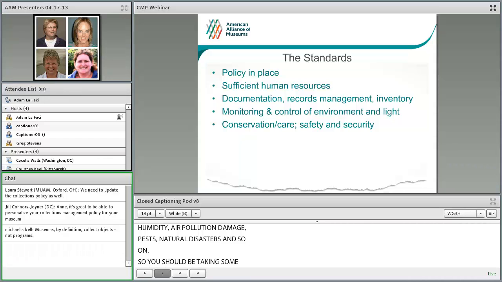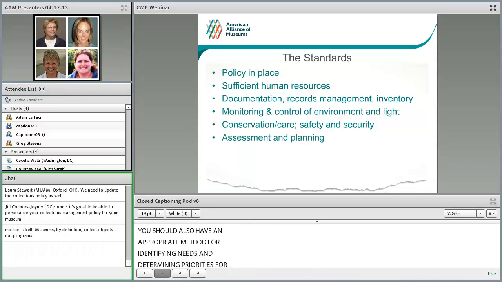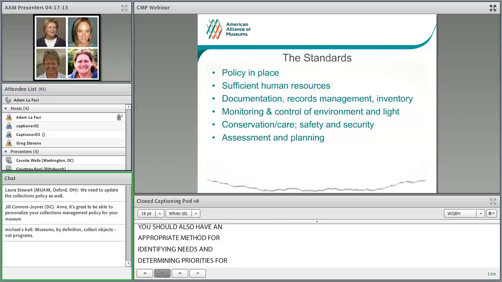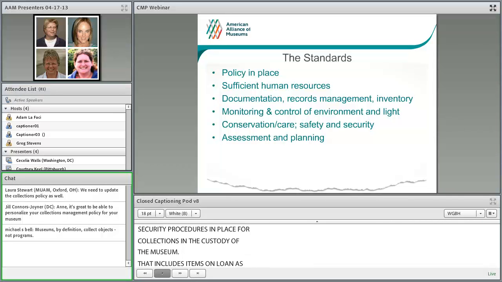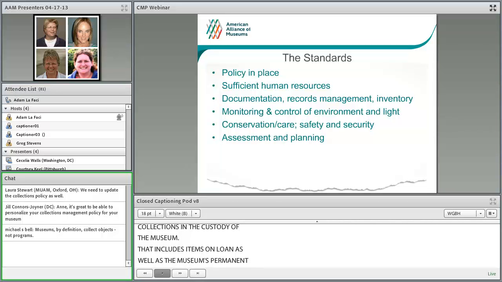You should also have an appropriate method for identifying needs and determining priorities for conservation and care, as well as have safety and security procedures in place for collections in the custody of the museum. That includes items on loan as well as the museum's permanent collections. And you should have something that addresses the museum's disaster preparedness as well for the collections.